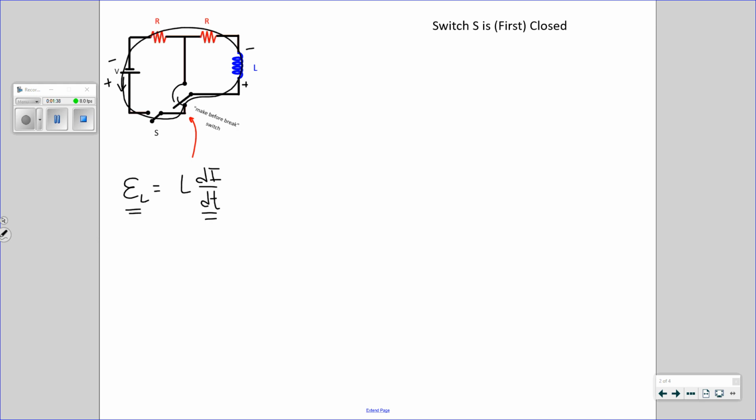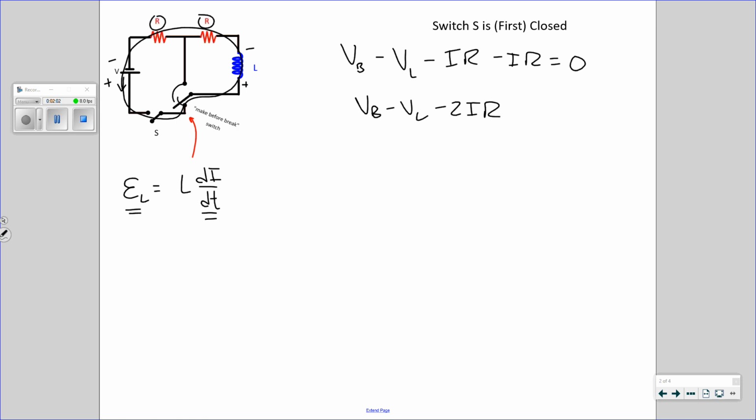So if we write a loop rule statement, we can start by saying V battery minus V inductor minus IR equals 0. There's a drop across each of these resistors, which of course we can write as just 2 IR. There's the same current in each of those. So this says that the battery voltage, which we should really just write as V, but that's okay, equals the EMF, which you'll see a lot of times is with an epsilon instead of a V, plus 2 IR.